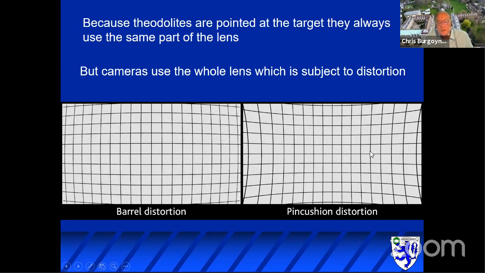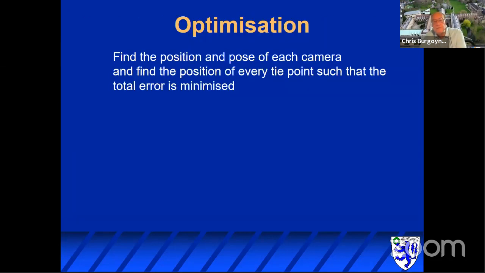So you'll get some distortion in the images. Now, that doesn't really matter when you're taking a picture of the kids playing on the beach, or even when you're taking pictures of buildings. But if you're trying to do measurements with those photographs, it becomes very important. So the problem is that we need to find the position and the pose of each camera. So the position is where it is, and the pose is which way the camera is pointing. And we need to find the position of every tie point such that we minimize the total error of the calculation. And a typical analysis has many variables.